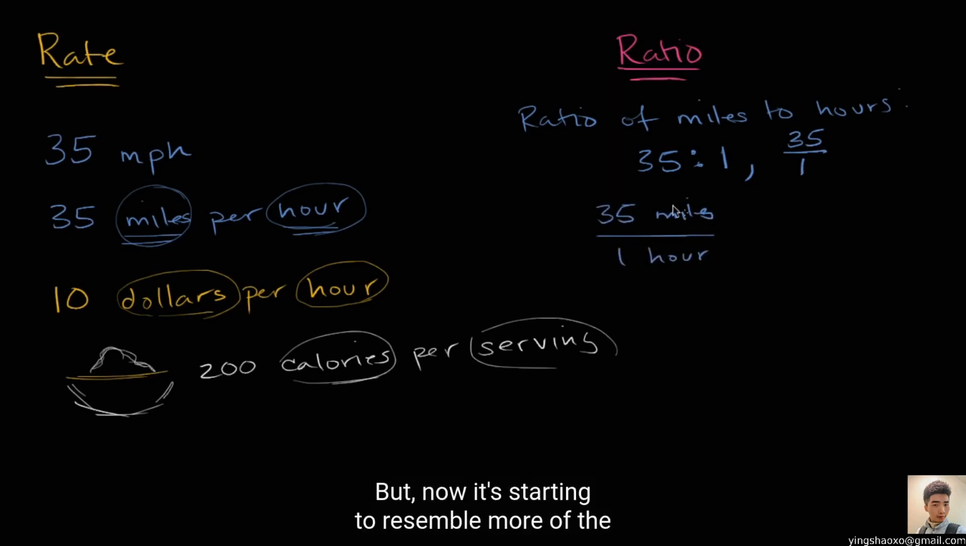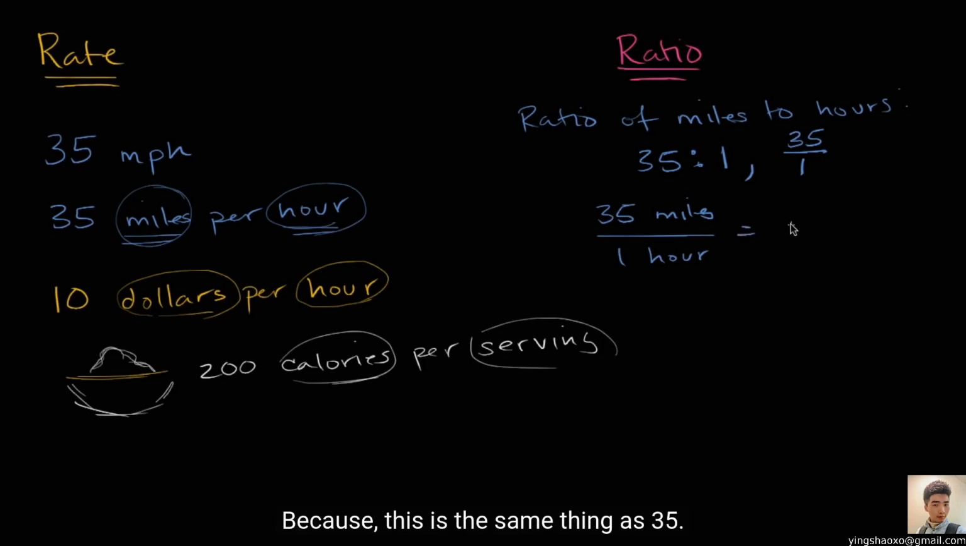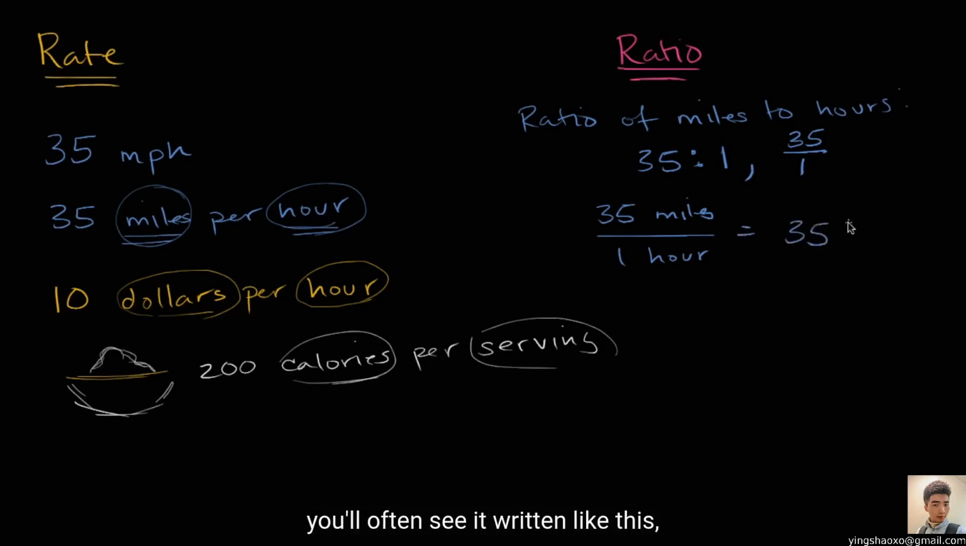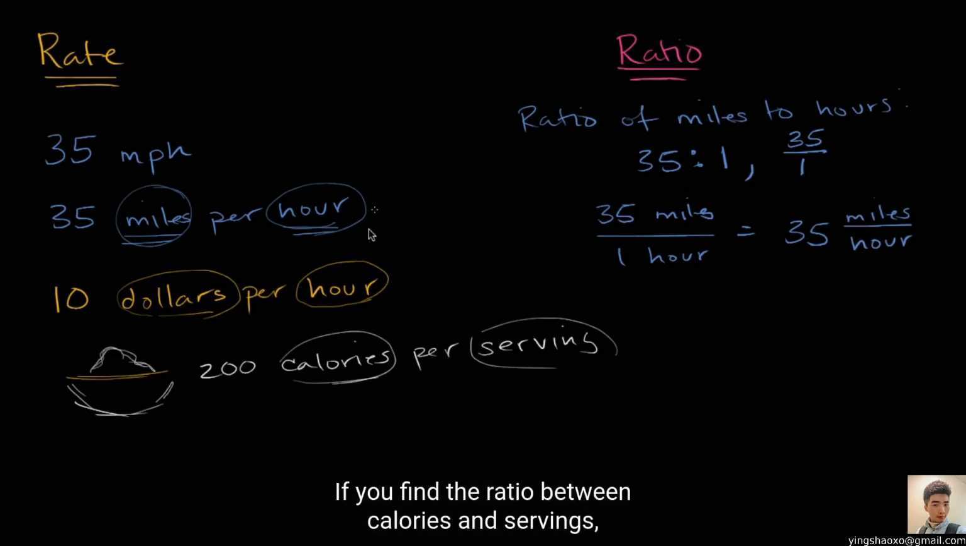But now it's starting to resemble more of the special case of a ratio, which we call a rate, because this is the same thing as 35. Instead of writing it out miles per hour, you'll often see it written like this, miles per hour. So these are very, very related ideas. If you find the ratio between calories and servings, well, then you are going to be able to express it as a rate, and vice versa.